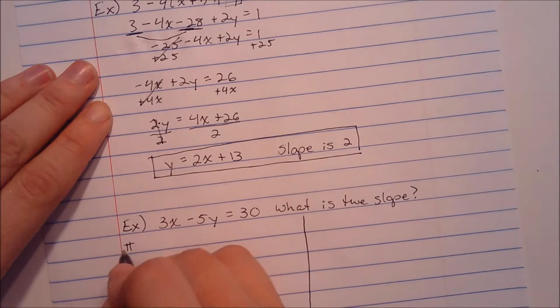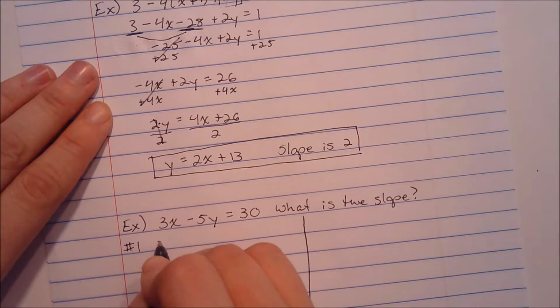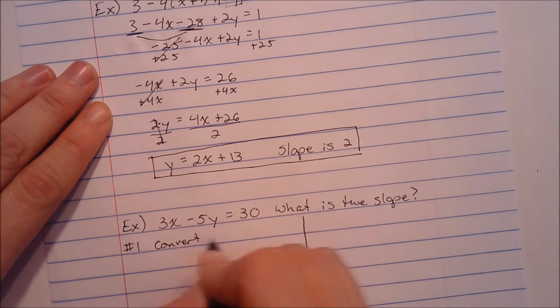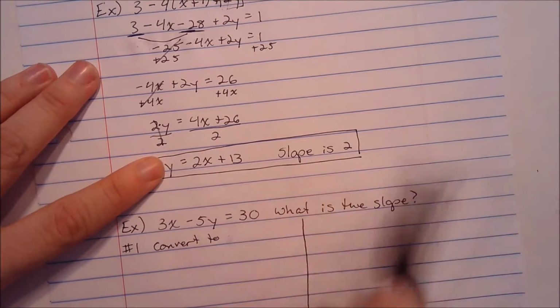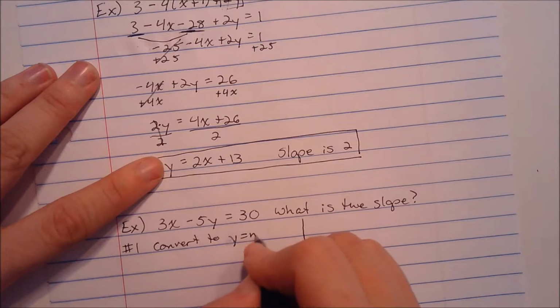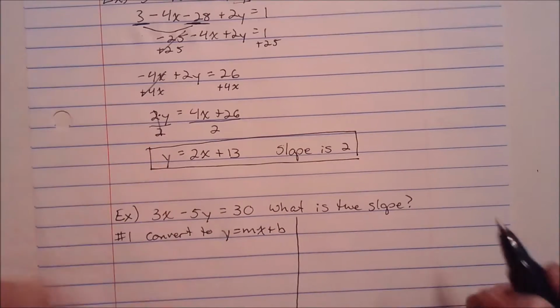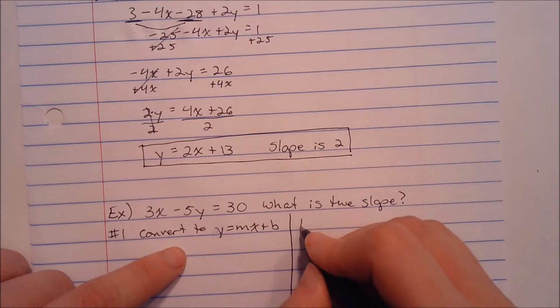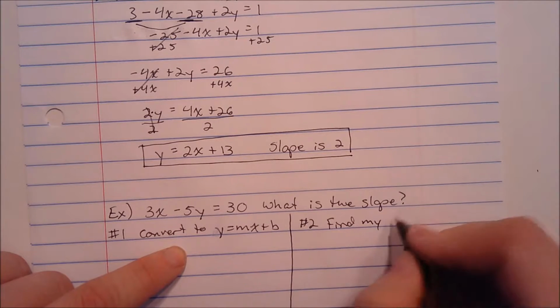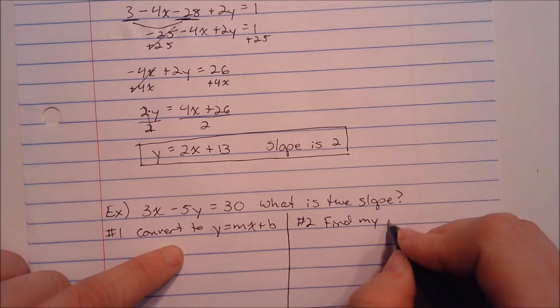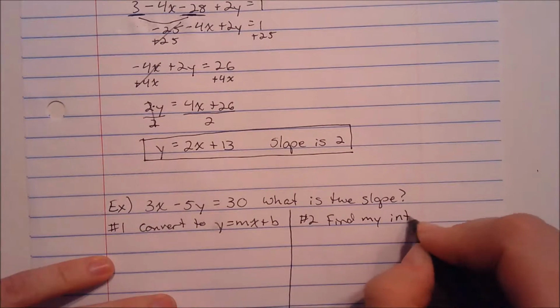Method number 1, convert to y equals mx plus b. Slope-intercept, y equals mx plus b is shorter to write, so I'm going to write that instead. I can convert it to that form, or method number 2, I can find my 2 points, and the easiest 2 points to find are usually your intercepts if it's in standard form.